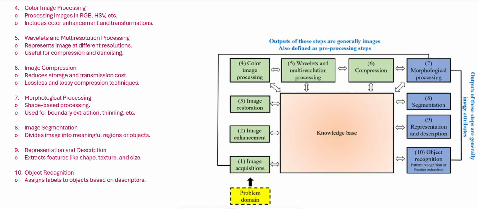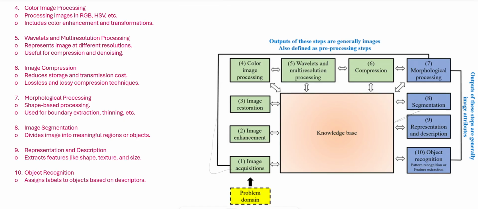Next, image segmentation. Image segmentation means dividing an image into meaningful regions, multiple segments. Next is representation and description, which means extracting features like shape, texture, and size, and these will be represented and described. Next step is object recognition. Object recognition is assigning labels to objects based on descriptors.